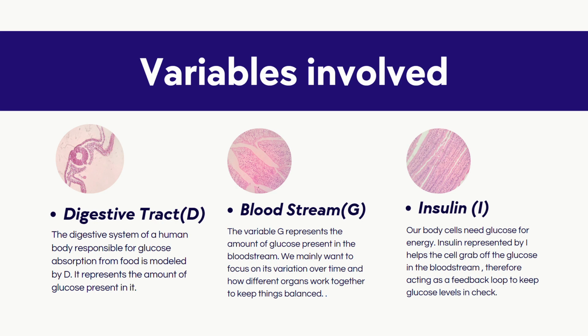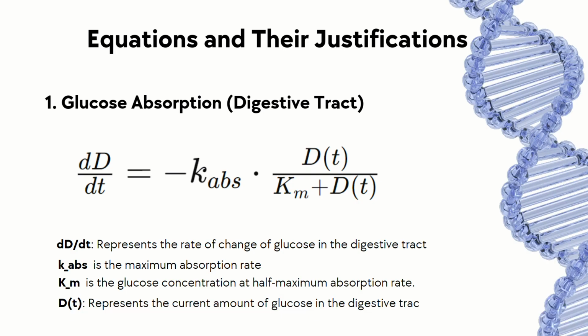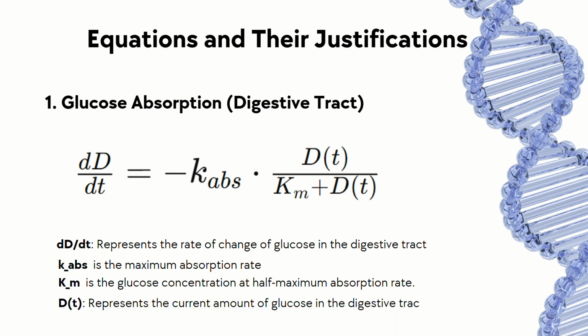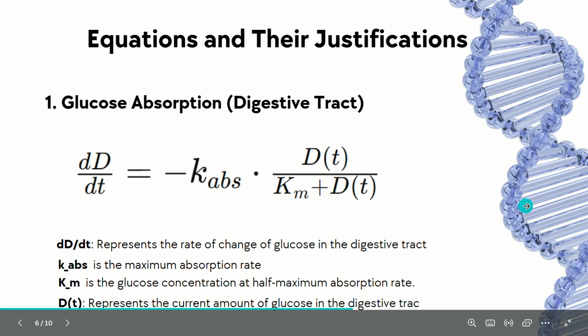Now, let's look at the mathematical aspect of the model. The variables involved are digestive tract denoted by D, bloodstream glucose denoted by G, and insulin denoted by I. The first equation that is being used in the model is glucose absorption. This equation describes how glucose is absorbed from the digestive tract into the bloodstream. It uses Michaelis-Menten kinetics. One can view the meaning of the different terms being used in the equation.